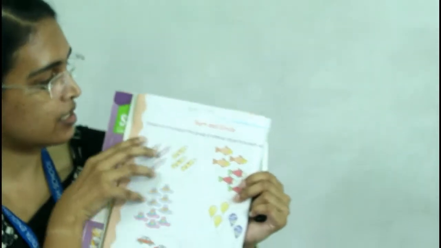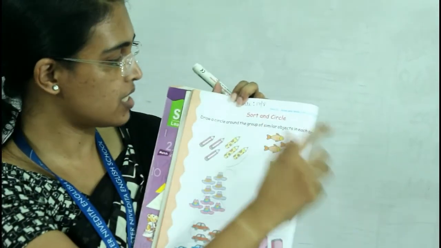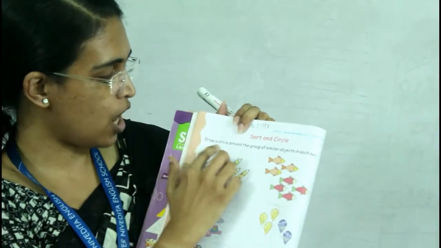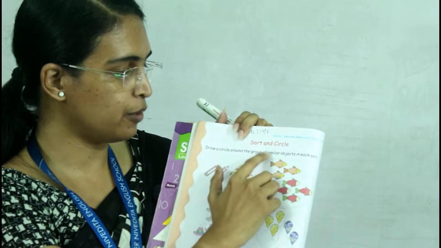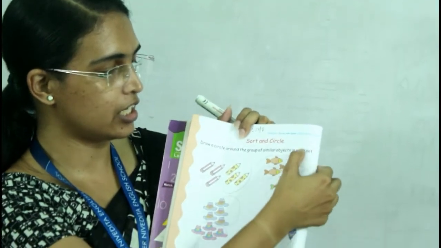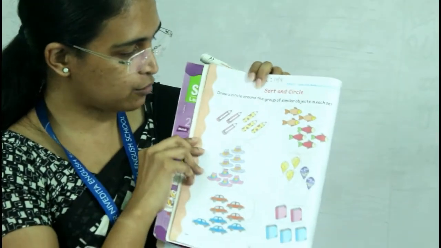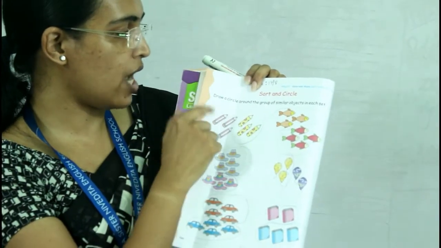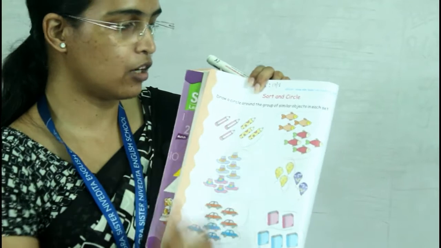Now here, what is written? Sort and circle. So here are some pictures. What do we have to do? Draw a circle around the group of similar objects in each set. So we have to draw a circle around the groups of similar objects.